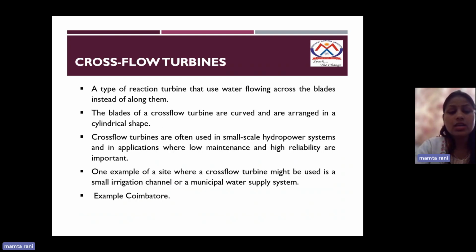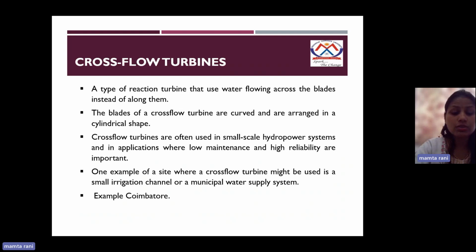This is the cross flow turbine, a type of reaction turbine that uses water flowing across the blade instead of along it. The blades of a cross-flow turbine are curved and arranged in a cylindrical shape. As the water flows across the blade, it creates a pressure difference that drives the turbine. Cross-flow turbines are often used in small-scale hydropower systems and in applications where low maintenance and high reliability are important. It is used in a small irrigation channel or a municipal water supply system.